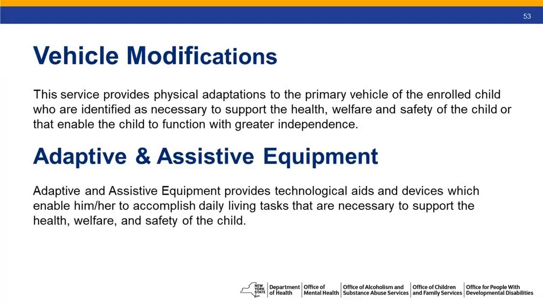Vehicle modification. This service provides physical adaptation to the primary vehicle of the enrolled child, identified as necessary to support the health, welfare, and safety of the child, that enable the child to function with greater independence. Adaptive and assistive equipment, again, provides technological aids and devices which enable him or her to accomplish daily living tasks that are necessary to support the health, welfare, and safety of the child. So it's important to pay attention to the overarching descriptions and what the services are meant to do.